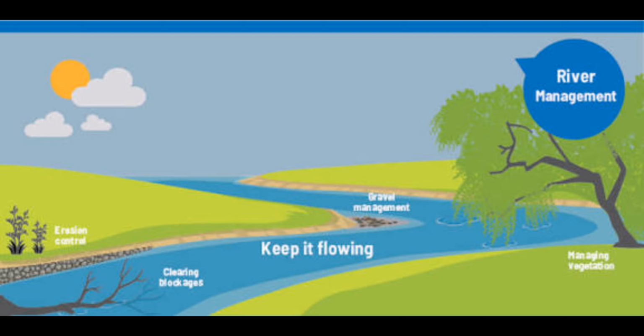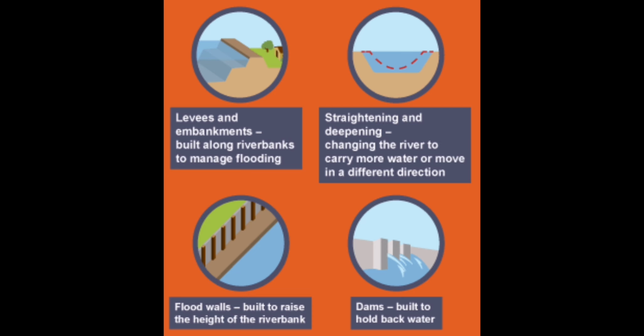There's things you can do to tackle floods. For example, nice soft engineering, things like here, planting trees obviously reduces flood risk, but also land use zoning. And there's also hard engineering strategies you can do as well. Levees, embankments, straightening and deepening the river, dams and flood walls.